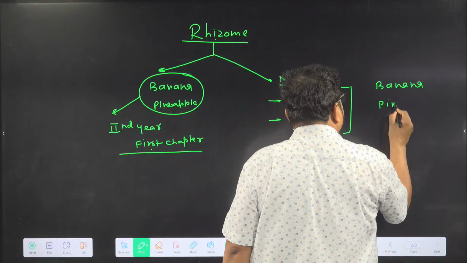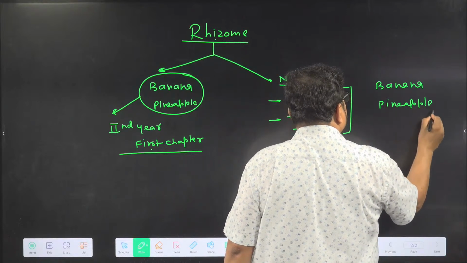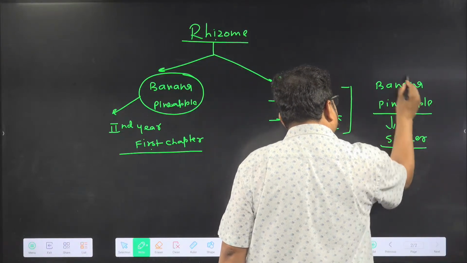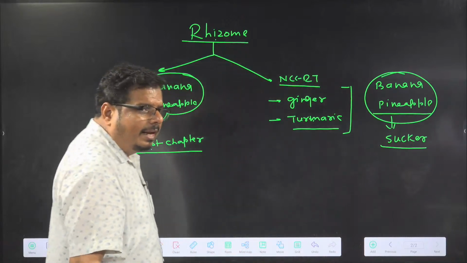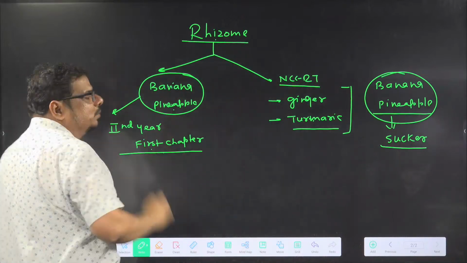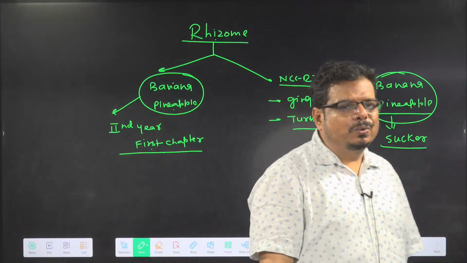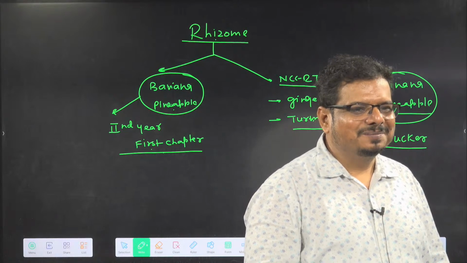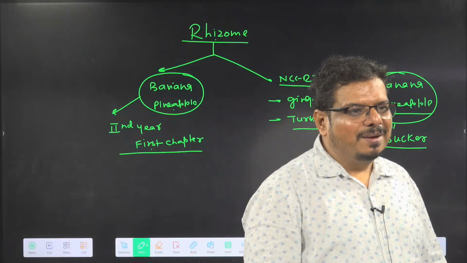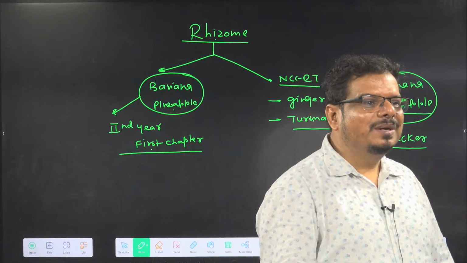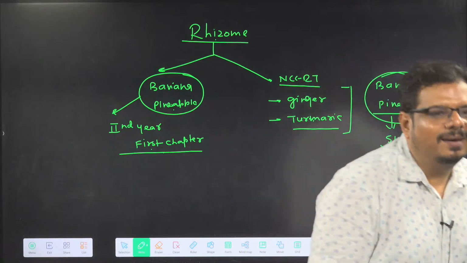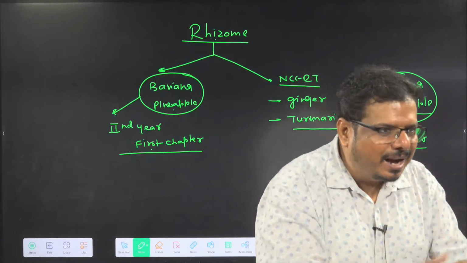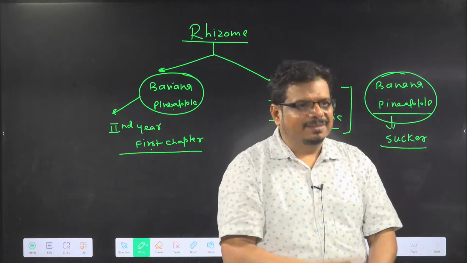Subaerial modification. I told or not told? Banana and pineapple I have written in sucker also, and banana and pineapple I have written in rhizome also. Now a question will come to you: sir, are banana and pineapple rhizome or sucker? First you give clarity on it. Got the idea? You please check the last class flow chart. That is mentioned. Getting the things or not?